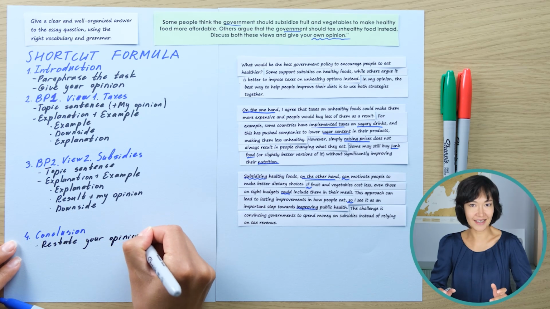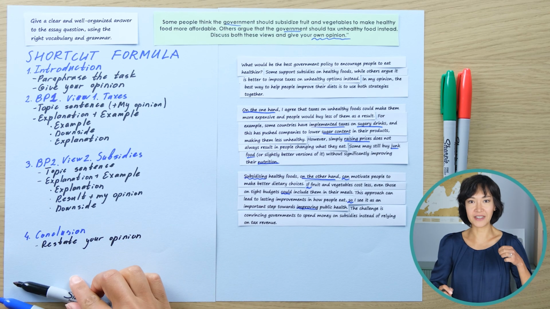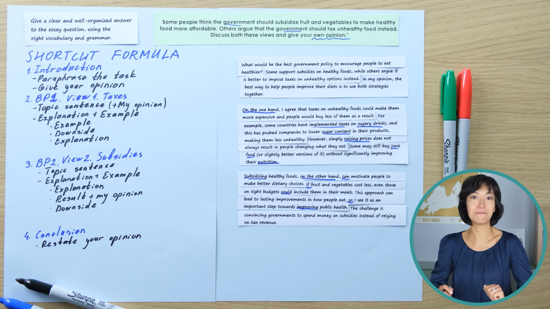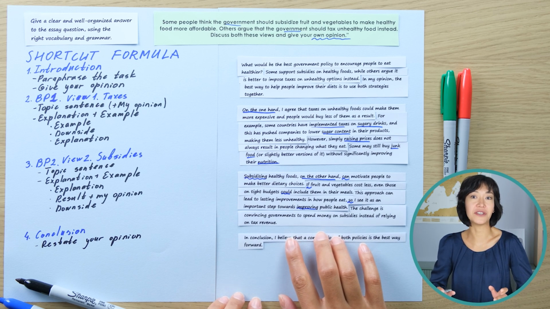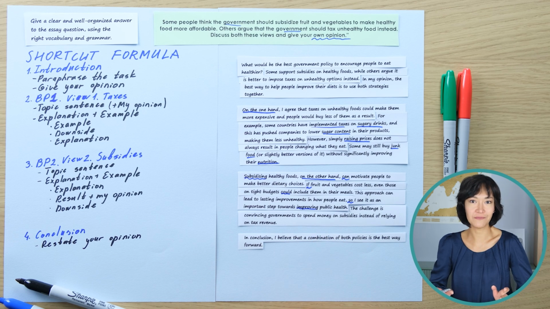By this point, the examiner's thinking, that's good, but would all come together into a really strong essay and confirm the high score? There are 2 things to do in your conclusion. First of all, restate your opinion clearly, but try not to repeat the phrases from the introduction. Here is mine. In conclusion, I believe that a combination of both policies is the best way forward. So the idea is exactly the same as in the introduction, as it should be, but it's worded slightly differently.